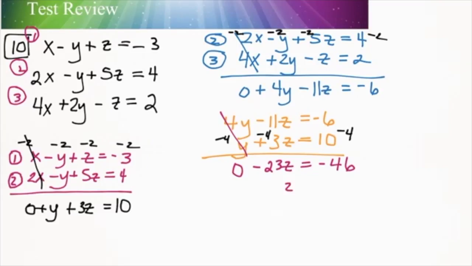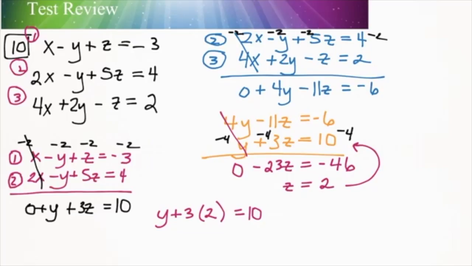And for my next one, I'll have -40 plus a -6 is -46. And that means that z equals 2. Now that I have one variable, I can go back up to one of the previous equations, and I like that y plus 3z equals 10. But in place of z, I'm going to put 2, because that's what z equals.